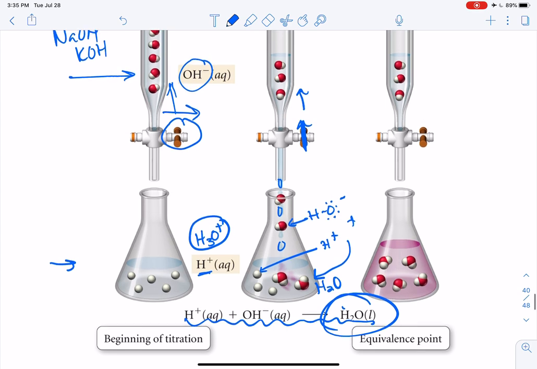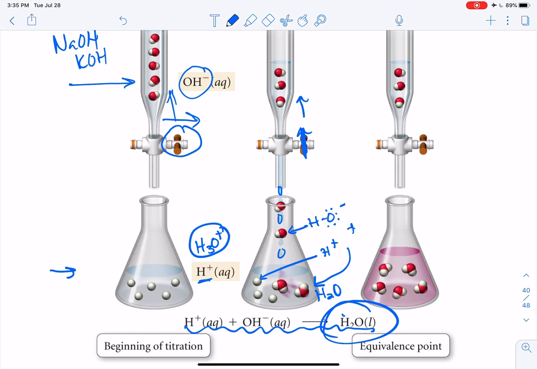And how we are going to figure out when we are done is we're going to put something called an indicator in there. And the indicator is going to help us find the equivalence point where the concentration of H plus is equal to the concentration of OH minus. And the typical indicator used in introductory chemistry is phenolphthalein. Now, how we spell that and what that looks like, that's on a whole different slide. But phenolphthalein turns from clear and colorless to pink when it detects some base.